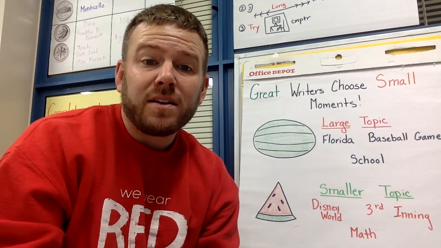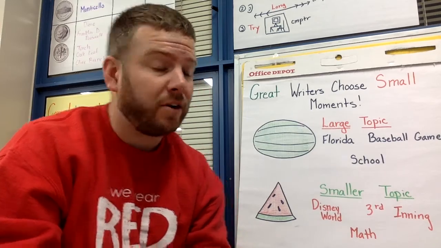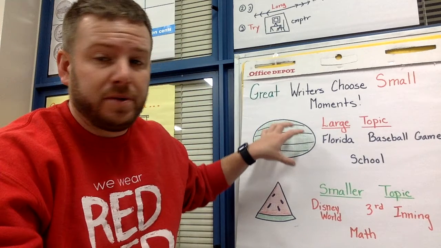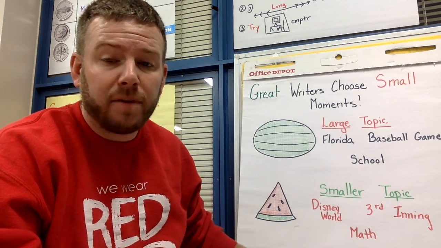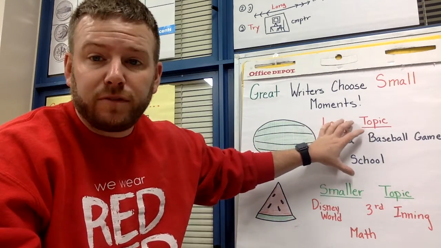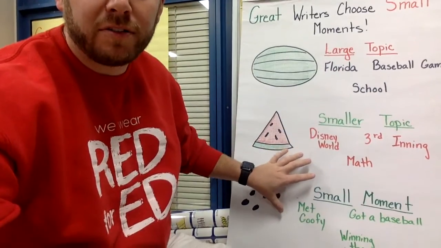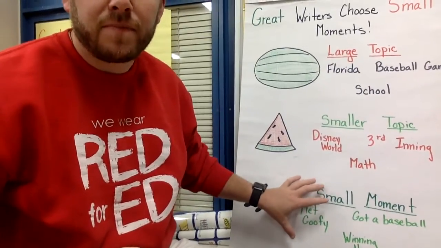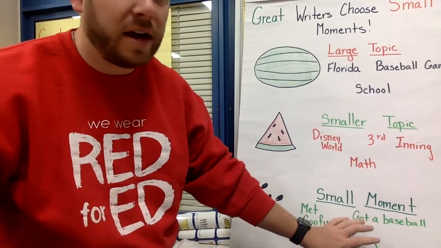Hi there. Yesterday we worked on taking our large topics, our watermelon topics, and breaking them into smaller topics. So we started off with Florida, baseball games, school, and we worked our way down to the smaller things that we got to, like meeting Goofy, or getting a baseball at a baseball game, or winning that Kahoot.